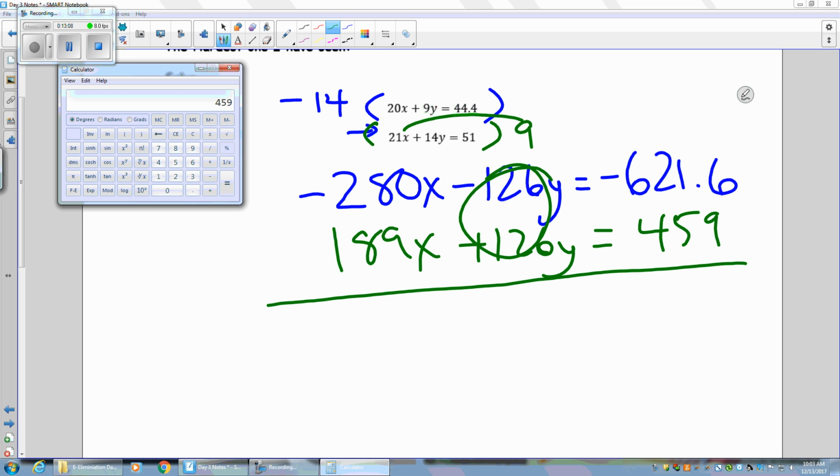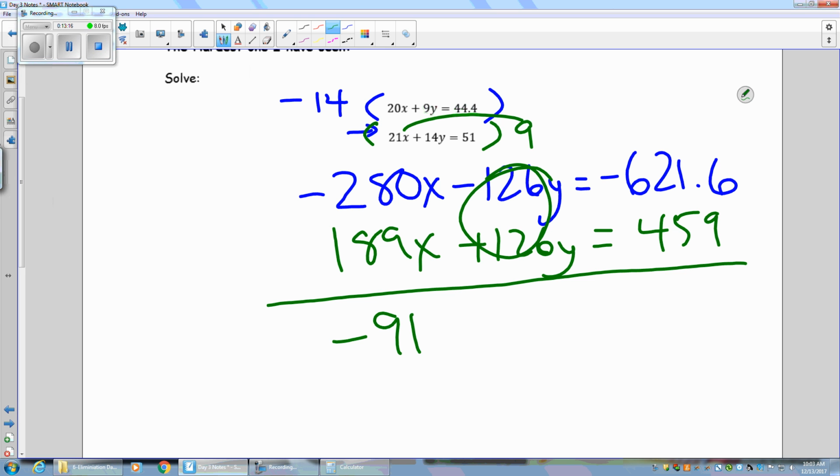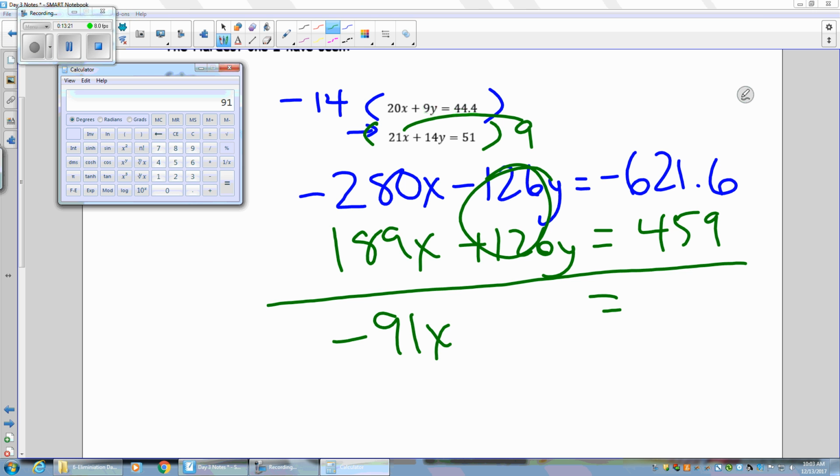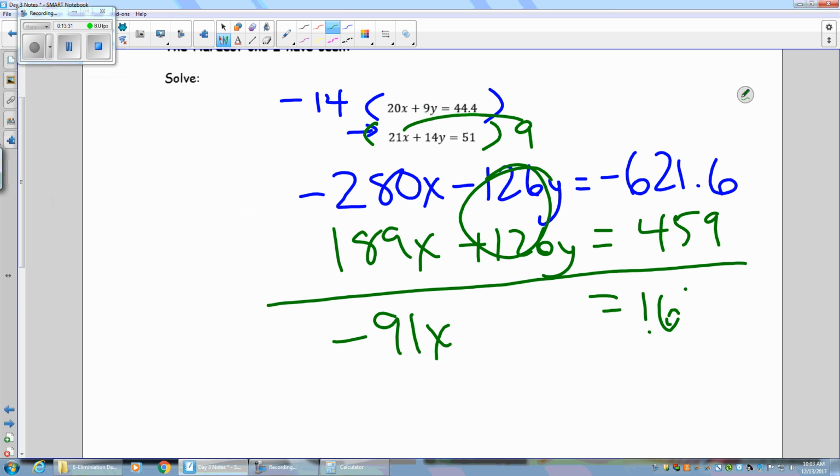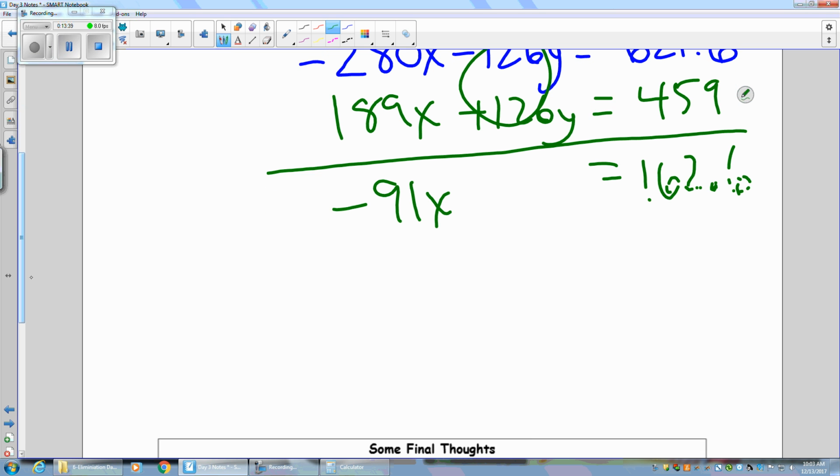Negative 280 plus 189 gives me negative 91 x's, right? Because there's more negatives than there are positives. Negative 91 x's is, all right, I got to subtract these two now. 621.6 minus 459, and I end up getting 162.6. 162.6. All right, almost done. We got a one-step equation left. I don't think you'll ever see one this hard on your state test. They've since changed it to say that this shouldn't be so difficult for us, but we'll see.